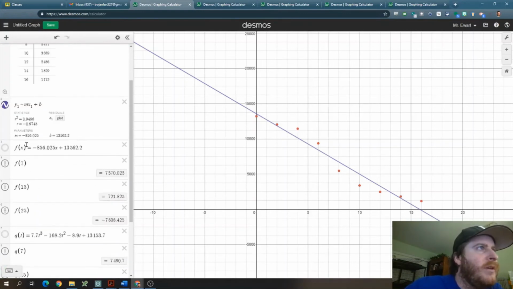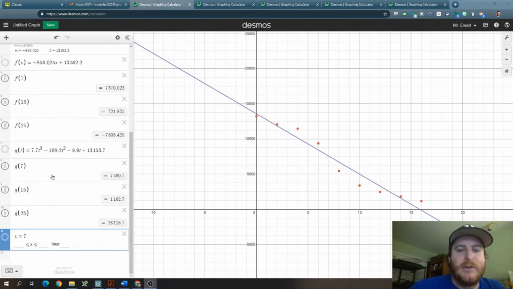come up with a function. So I did f of x equals negative 856.025x plus 13,562.2. That was my y equals mx plus b. And then I can do f of 7, and I get that same answer, 7570.025. I got that same answer. So we would predict that in 2007, 7,570 CDs would be sold.